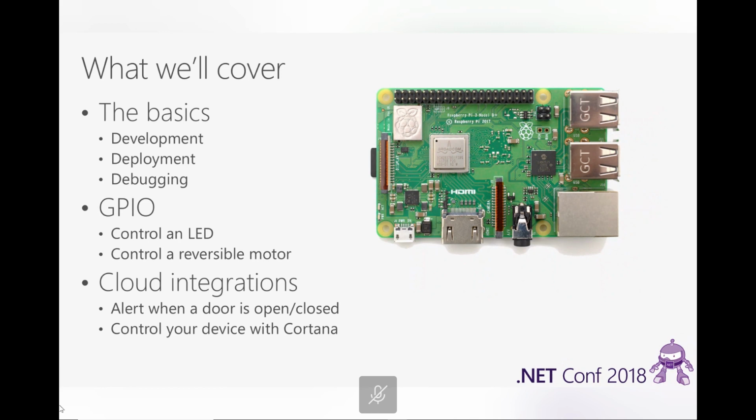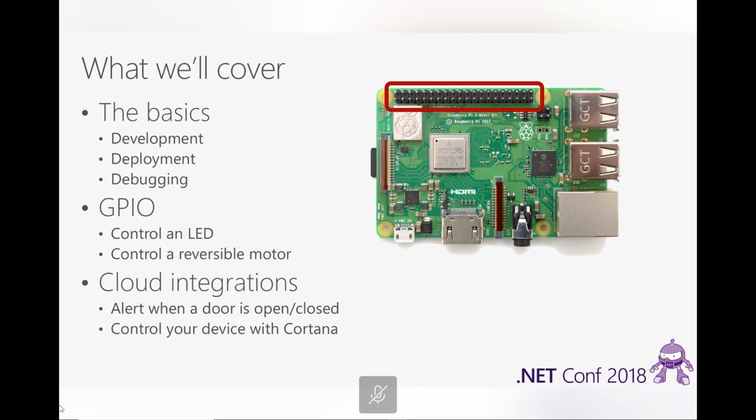Then we're going to talk about GPIO. GPIO stands for General Purpose Input and Output. It refers to this header here on the motherboard. It's a collection of pins that we can use for all kinds of input and output purposes. What we're going to use it for today are some pretty simple demonstrations. We're going to control an LED, and we're going to control a reversible motor. We're going to turn a motor on, and we're going to be able to make it go forward or backward.